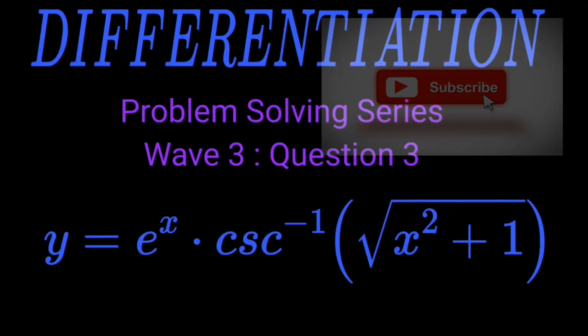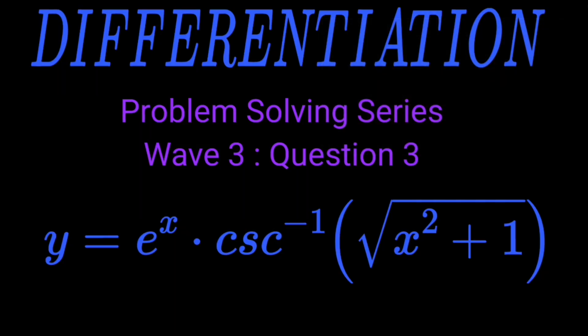So in this video, in this question, we'll tackle one of the hardest problems so far, which is y equals e^x times the cosec inverse of the function square root of x squared plus 1. This will test all the rules we have learned: product rule, chain rule, and the derivative of inverse trig functions. So let's dive in step by step.